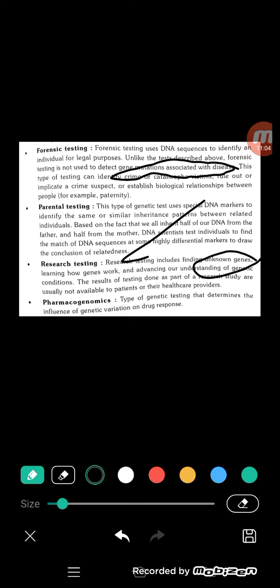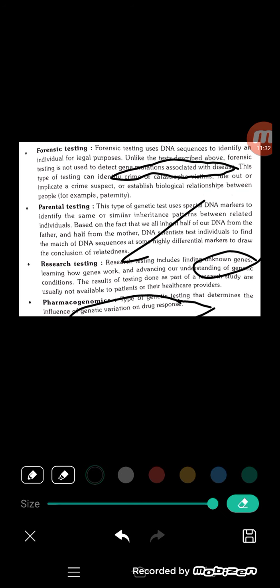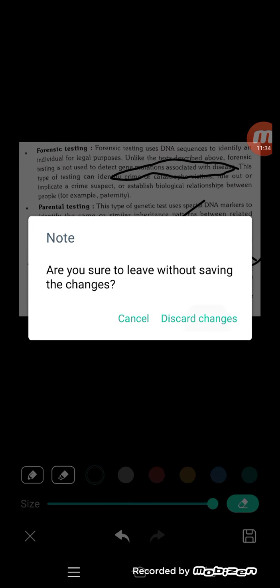Pharmacogenomics is a type of genetic testing that determines the influence of genetic variation on drug response. Genetic variations means any changes in the genes, and these are determined using pharmacogenomics. So this is about genetic testing and diagnosis with its different components.